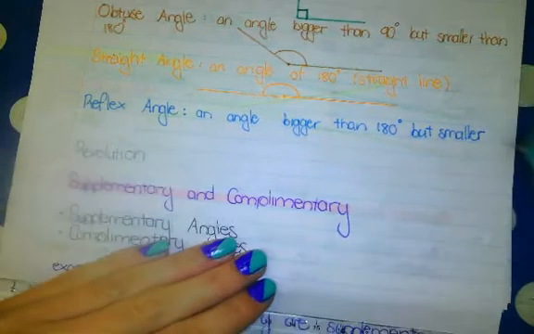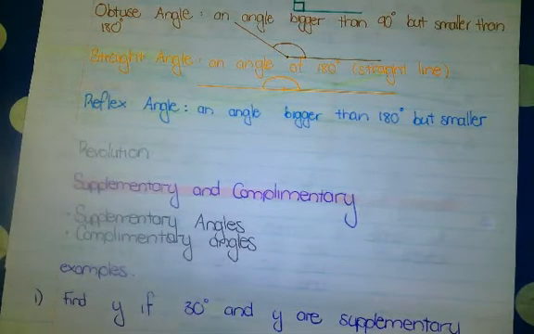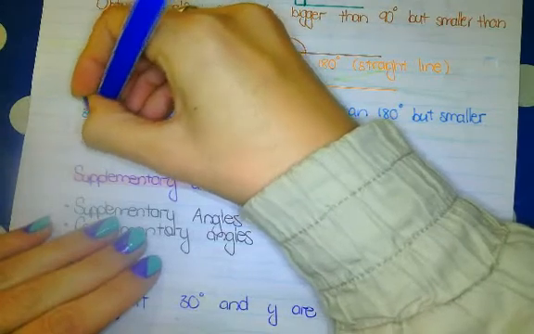Also remember to always put your little degree signs, please. You might catch me out occasionally forgetting mine. I know I'm guilty of that. Do not be guilty of that as well. Okay, an angle bigger than 180 but smaller than 360 degrees.